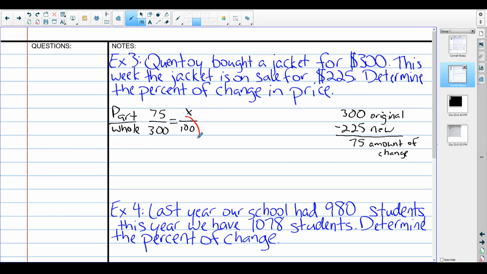And we cross multiply. Every single time. So 75 times 100. Also, it's really nice when we're solving for percentages. It's always something times 100. So we get really good at multiplying by hundreds. So 75 times 100 is, you guessed it, 7,500 divided by 300.